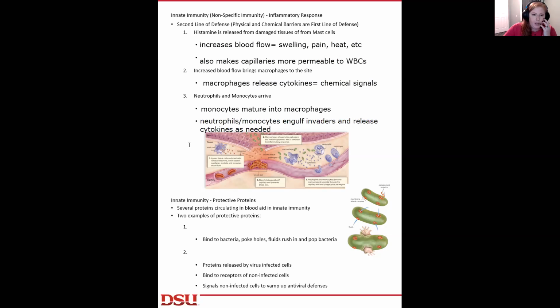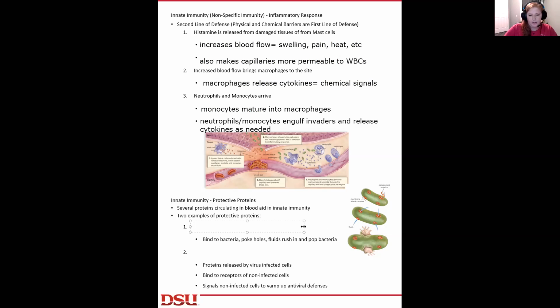All right. So the neutrophils and monocytes: neutrophils can assist macrophages in engulfing the invaders, but then they can also release cytokines as needed. So if more backup is still required, even with this assistance, then they can release cytokines, those chemical flares, to bring in more. All right, other parts of the innate immune system.